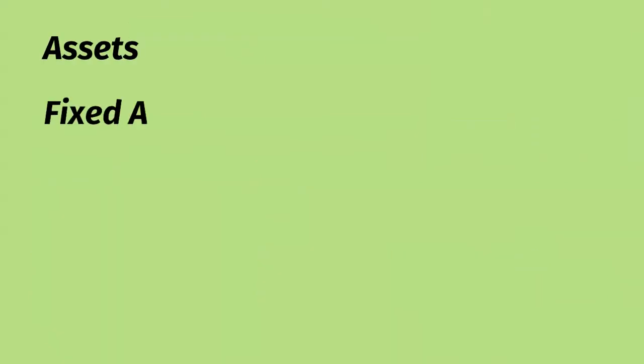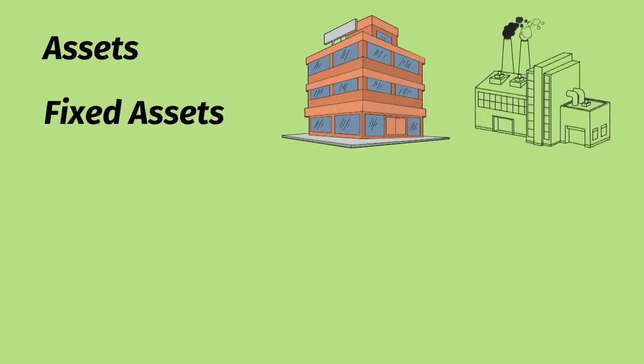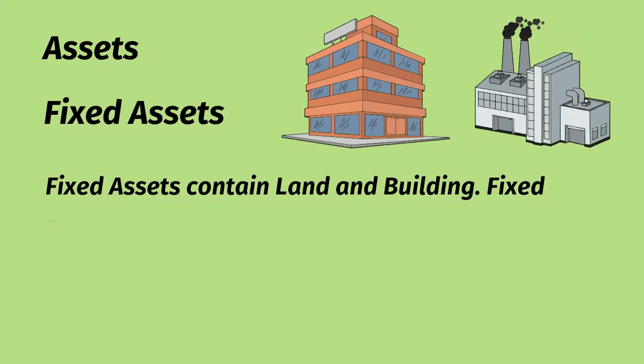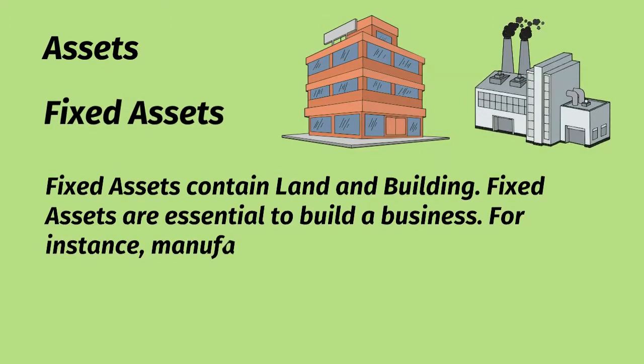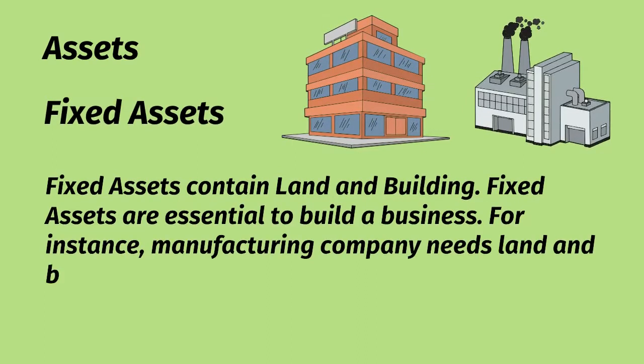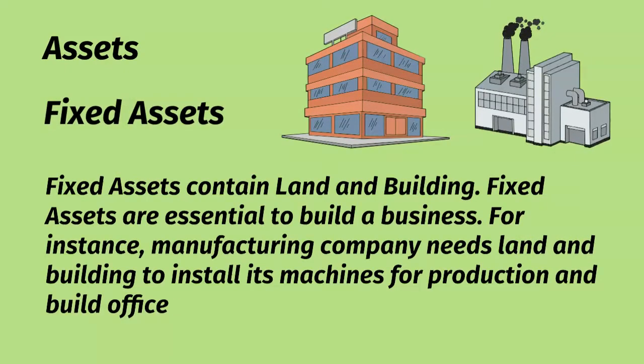Assets. Fixed assets. Fixed assets contain land and building. Fixed assets are essential to build a business. For instance, a manufacturing company needs land and building to install its machines for production and build offices and warehouses.